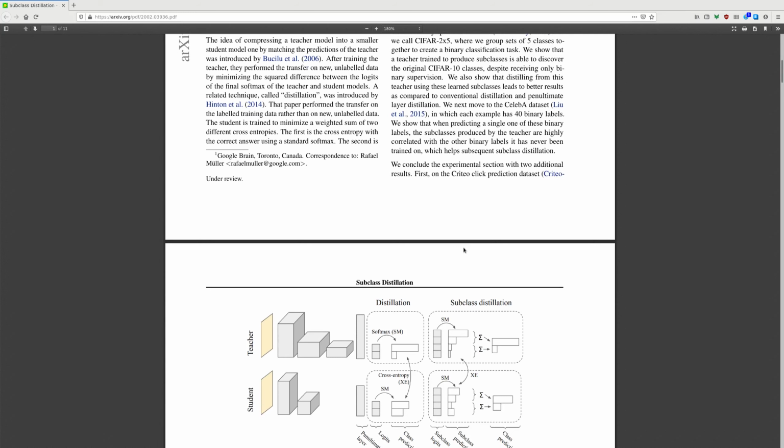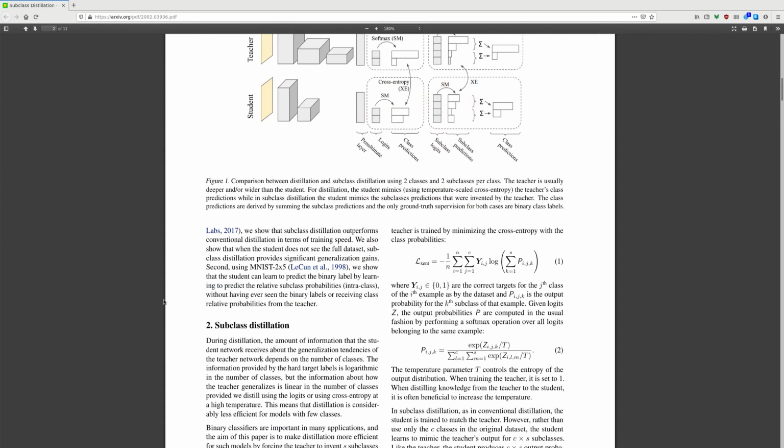We conclude the experimental section with 2 additional results. First, on the Criteo click prediction dataset, 2017, we show that subclass distillation outperforms conventional distillation in terms of training speed. We also show that when the student does not see the full dataset, subclass distillation provides significant generalization gains. Second, using MNIST 2x5, we show that the student can learn to predict the binary label by learning to predict the relative subclass probabilities within each class, without having ever seen the binary labels or receiving class probabilities from the teacher.